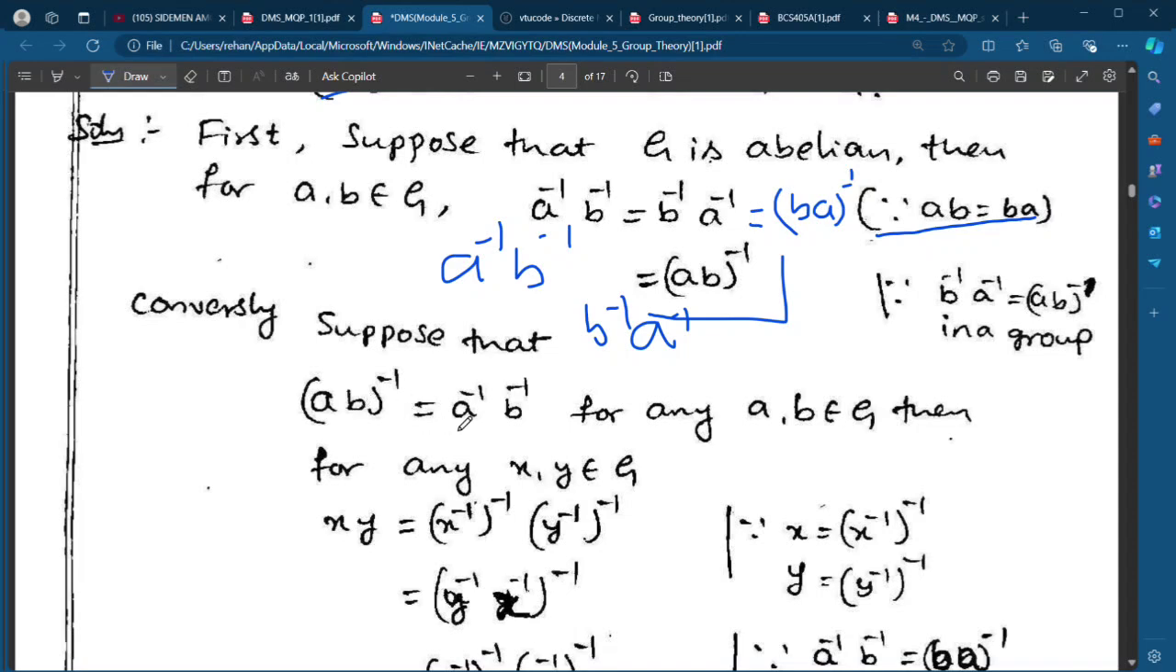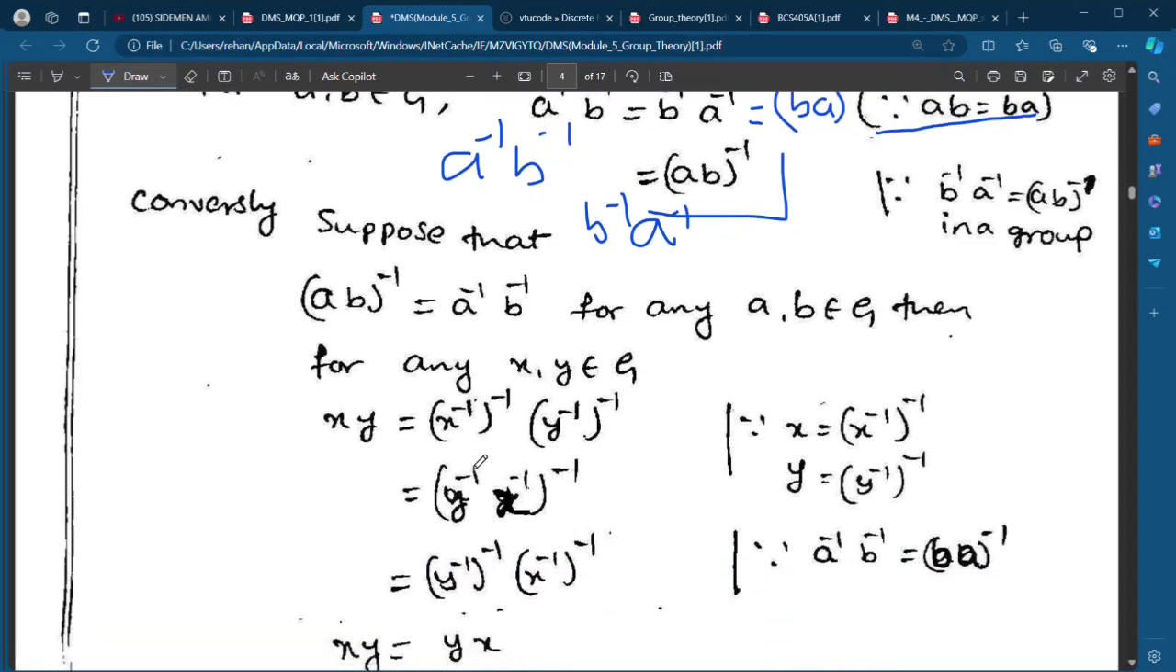Now conversely, suppose that (AB) the whole inverse equals A inverse into B inverse for any A, B belonging to G. Then for any x, y belonging to G, A, B belongs to G is there. So instead of A, B, now what I'll do? I'll take some x, y, some random variables which belong to G. So xy is equal to xy.